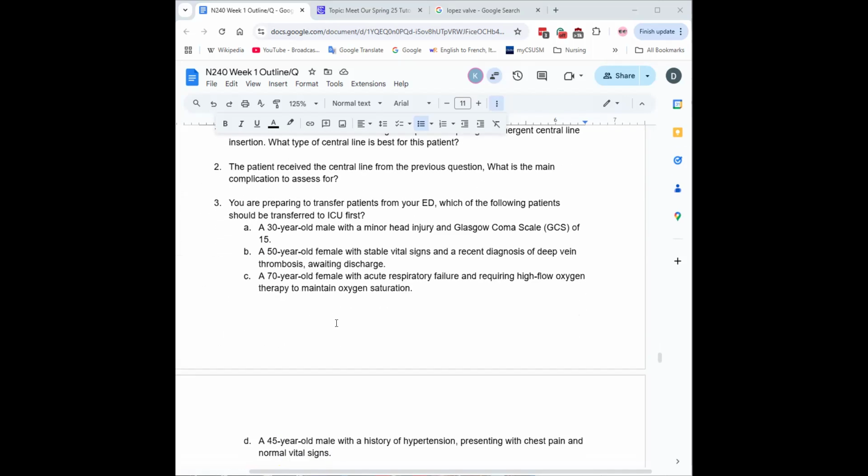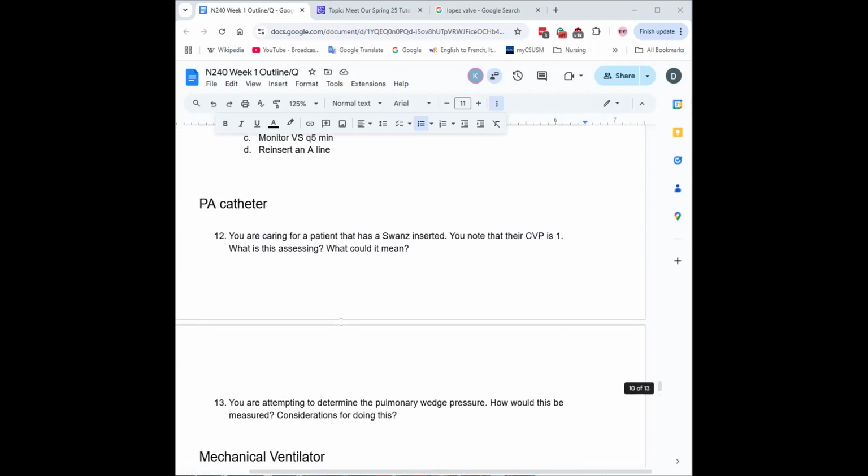And then lastly, oh wait, you have questions, don't you, Caitlin? There's only a short few. So you're caring for someone with the Swan inserted. You note their CVP is 1. What is this assessing and what could it mean? Yeah, so our CVP could be an indicator of fluid status, not always, but for general purposes right now, we're going to say that our CVP is measuring our fluid status, and with this reading, this could be hypovolemia. The patient's a little dry, so we know we need to rehydrate this person.